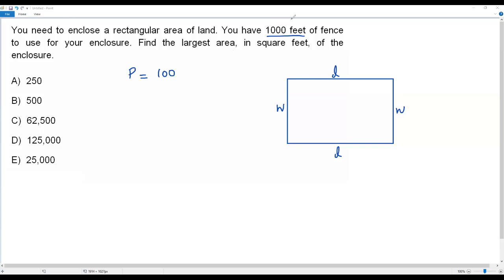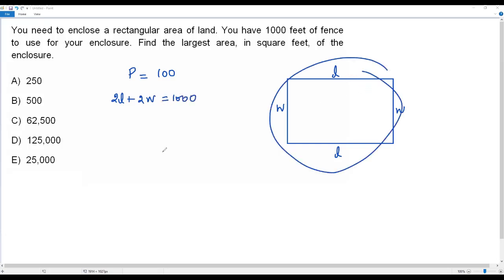The formula for the perimeter of a rectangle is 2L + 2W = 1000. To get the perimeter of a rectangle, we just have to add all four sides. Here this one is a multiple of 2, this one is a multiple of 2, and this 1000 is also a multiple of 2. Since everything is a multiple of 2, we can divide everything by 2 to make the numbers smaller, so it will make the further calculation easier.